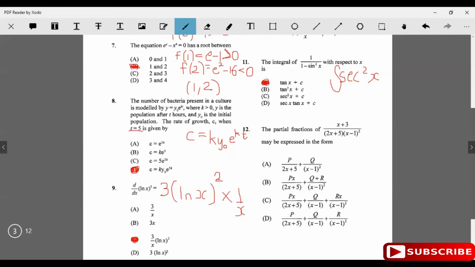Question 12 gives us a partial fraction, and they're asking how we can express it. First and foremost, how many denominators are we going to have? 3, because it's a repeated linear, and the repeated linear occurs right here, this x minus 1 all square. So it's going to be 3 constants over each linear factor: a constant p over 2x plus 5, another constant q over x minus 1, plus another constant r over x minus 1 all square. Easy question.